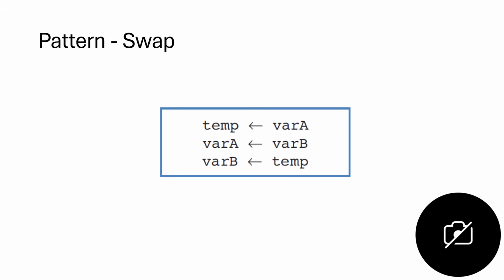Immediately you'll be having a pattern. So what is the pattern? You will take a temporary variable and use it to store the value in A. Then you put the value in B into A, and then you take the value in temp to B. So that is swapping A and B. So this is the thing.